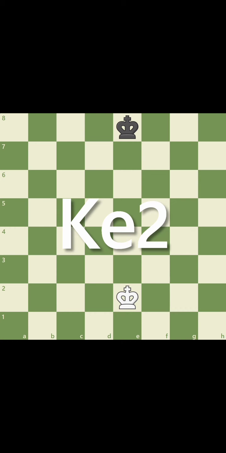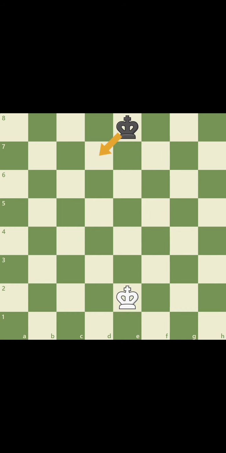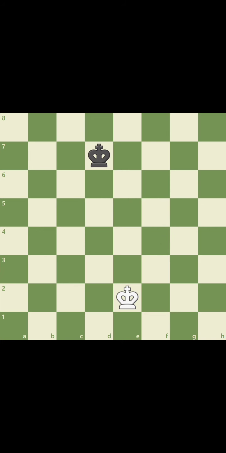Let's say black wants to play king to D7. In this case, it's the same idea. Capital K, lowercase D7. So piece, then square. K, D7. We will use the same idea for all the other pieces. The rook is a capital R, the queen a capital Q, the bishop a capital B.